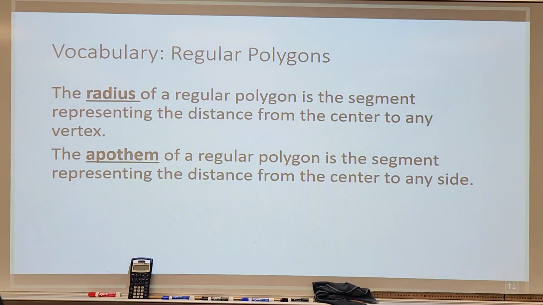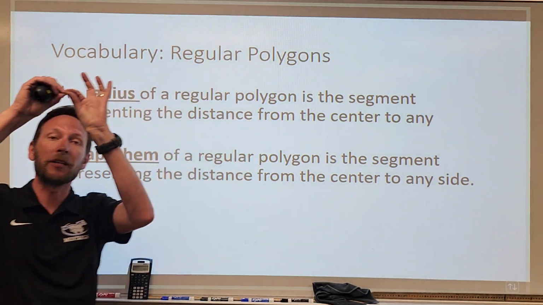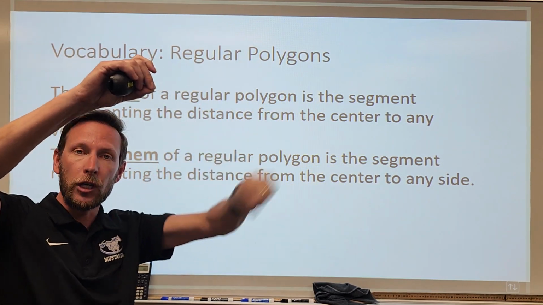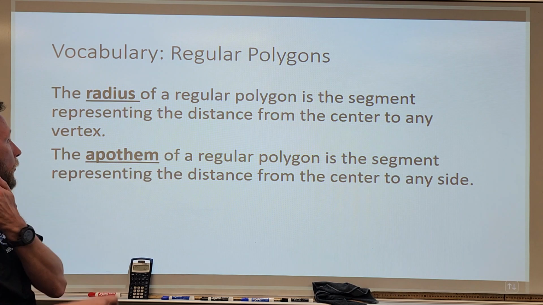Regular polygons have a little bit of anatomy to them. The radius of a regular polygon is the segment that goes from the center of that polygon to one of the vertices. All right, it's the center of a circle that inscribes that, or is circumscribed about that polygon.